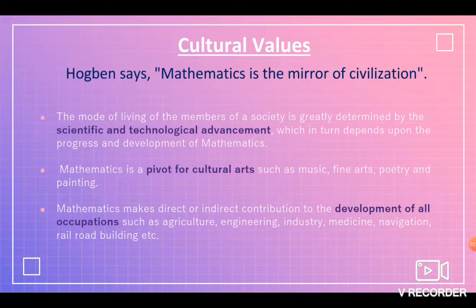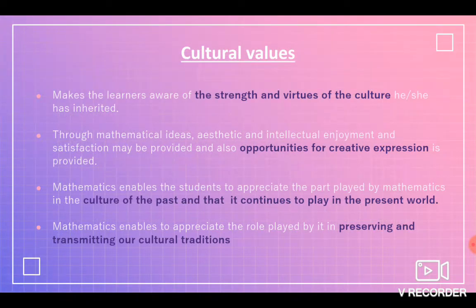In agriculture, how many acres are to be cultivated. In civil engineering, the buildings are constructed based on mathematics. In industries like the chemical industry, how much of the chemicals are to be used, and in medicine also, and in railroad building, all are based on mathematics.